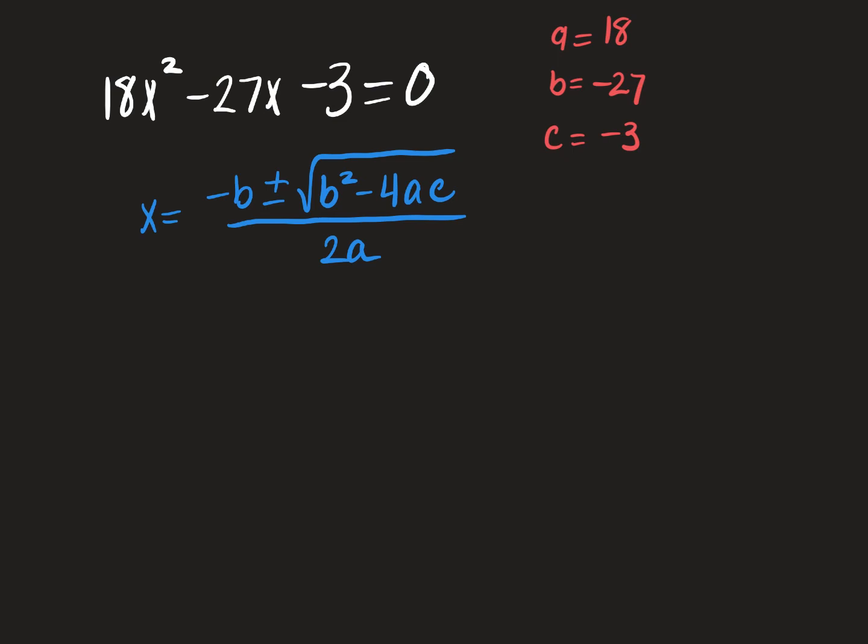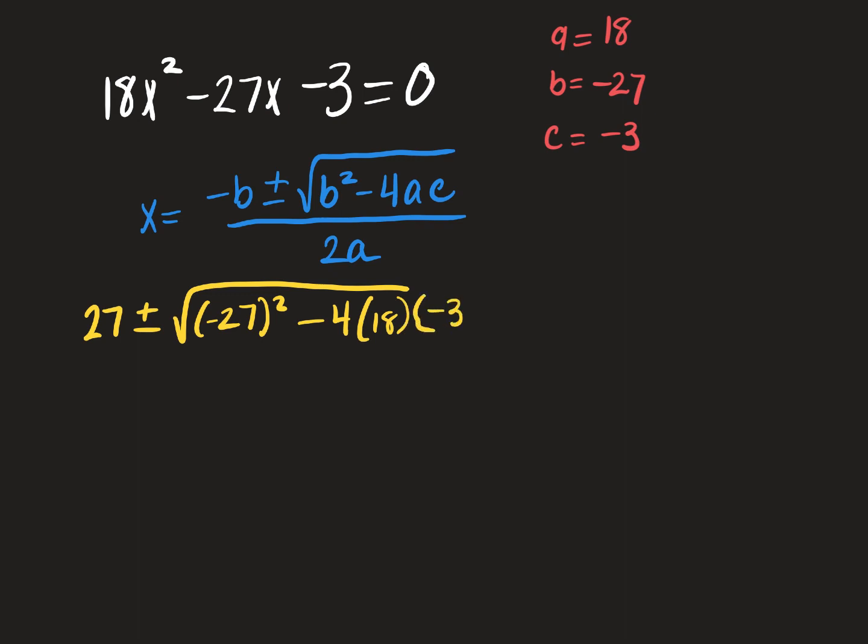All right, so now let's plug. So negative b. So b is negative already, right? It's negative 27. So at the front, that's going to become a positive 27. Plus or minus the square root of negative 27 squared minus 4 times a, which is 18, times c, which is negative 3. And then all of that divided by 2a.